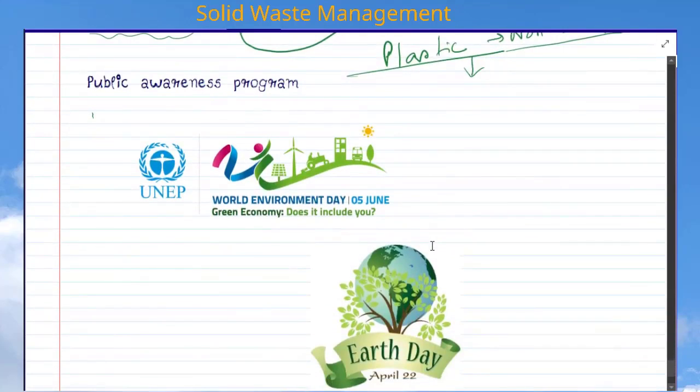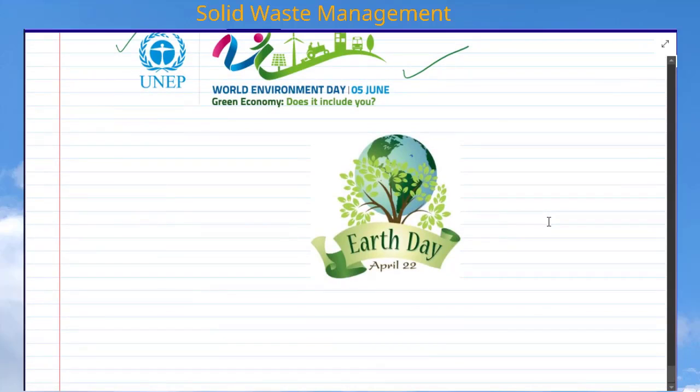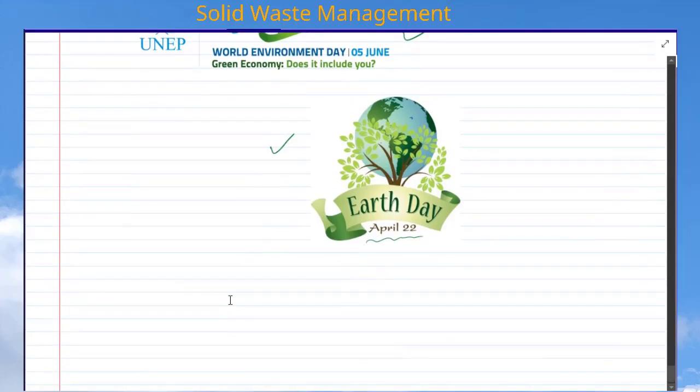So there are some awareness programs at the international level also, like by the United Nations Environment Program. Under that, World Environment Day is observed all over the world on June 5th. Similarly, there is Earth Day, for awareness among the people about the earth, and that is observed on April 22nd.